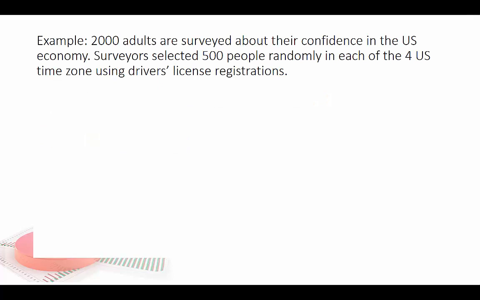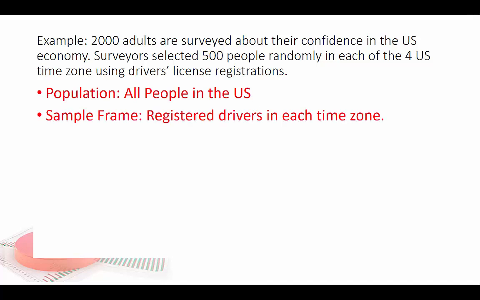So on our first example, we have 2,000 adults are surveyed about their confidence in the U.S. economy. The surveyors selected 500 people randomly in each of the 4 U.S. time zones using driver's license registrations. Our population, the people that we're trying to represent, are all people in the U.S. The sample frame is registered drivers in each time zone. So that's who we chose from. And our sample was 2,000 selected drivers.